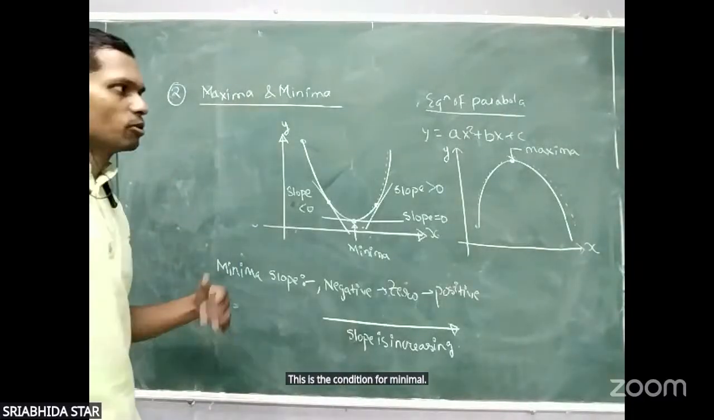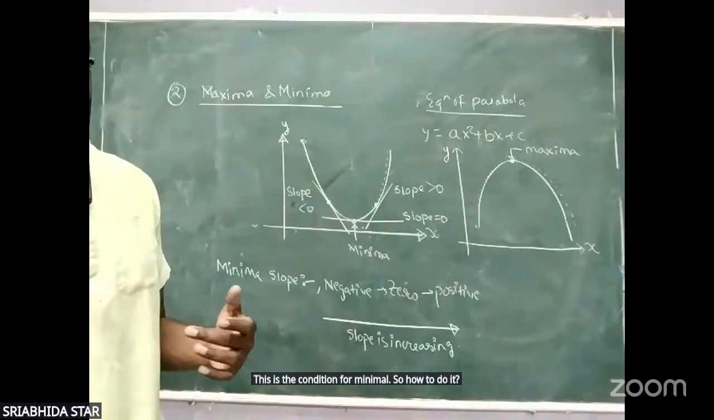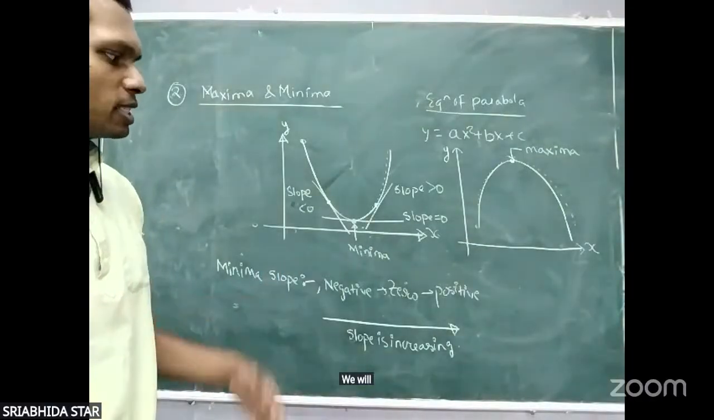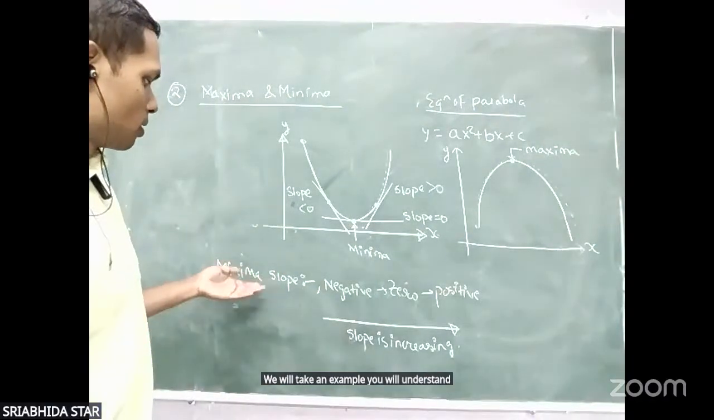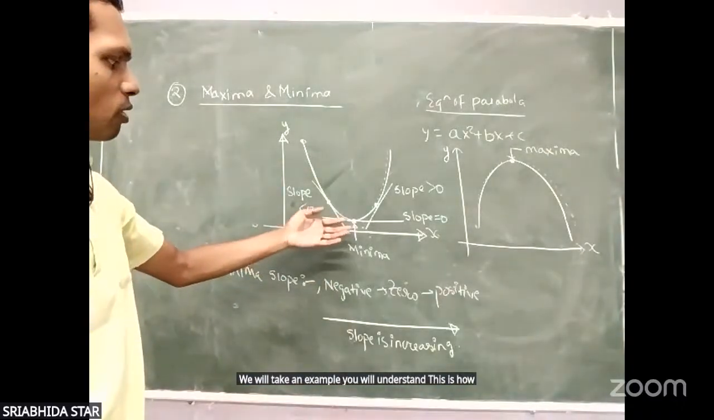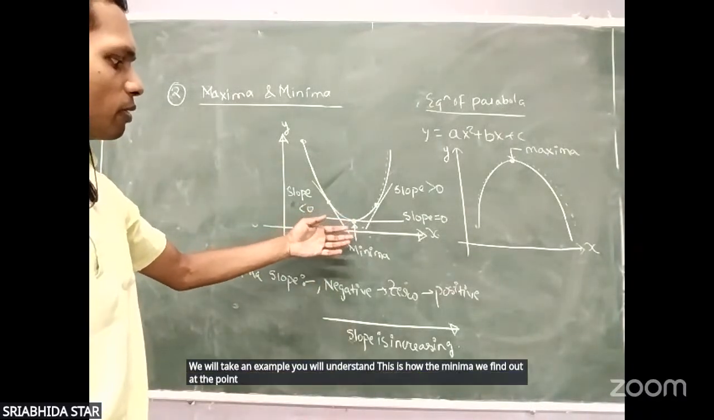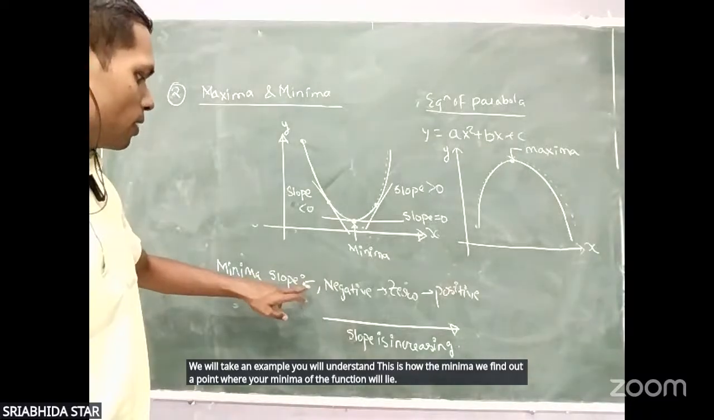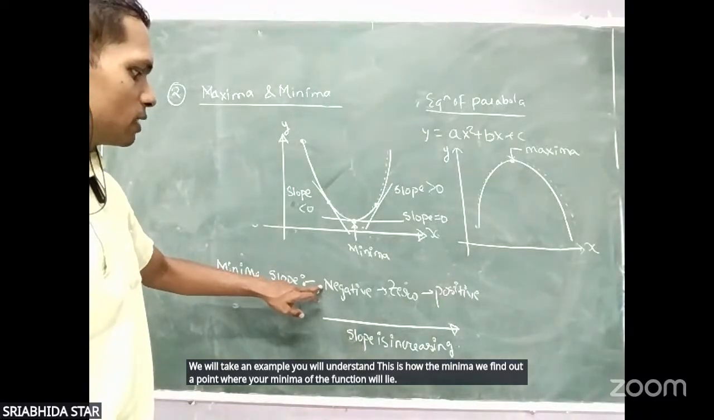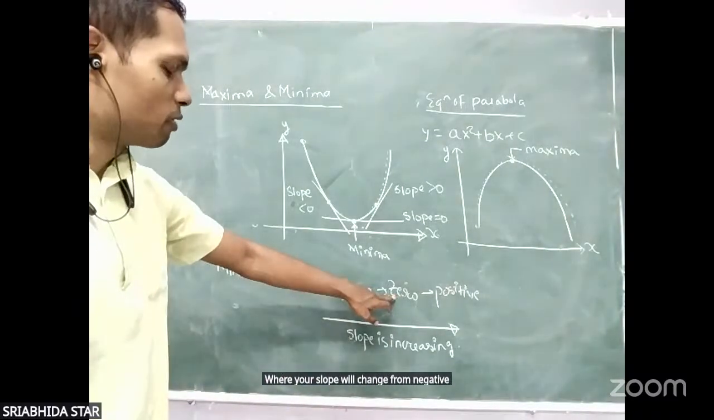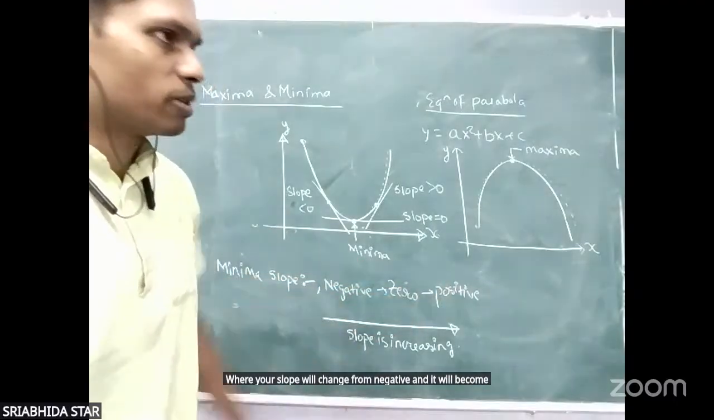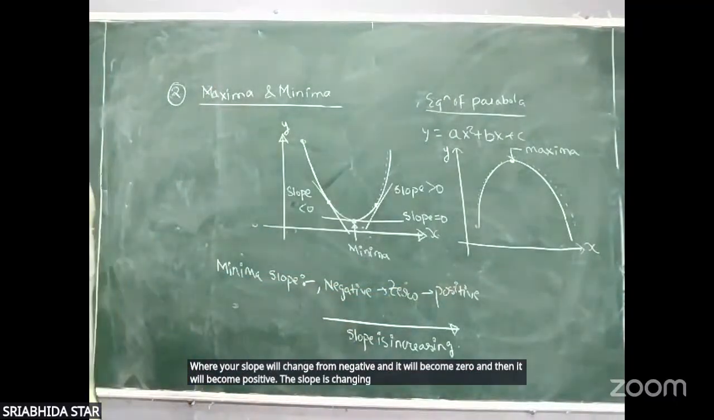So how to do it? Once we take an example, you will understand. This is how we find out a point where the minima of the function will lie, where the slope will change from negative to 0 and then become positive. The slope is dy by dx, and the dy by dx is changing.